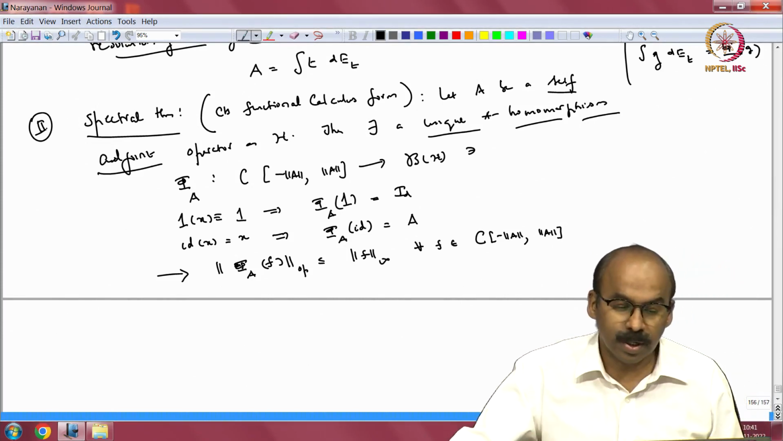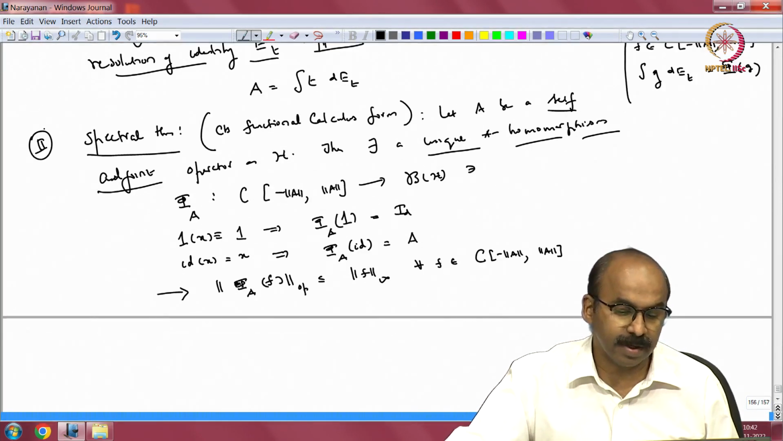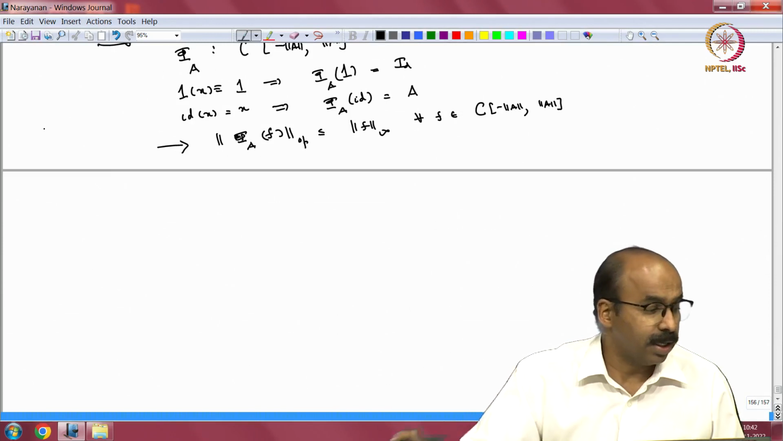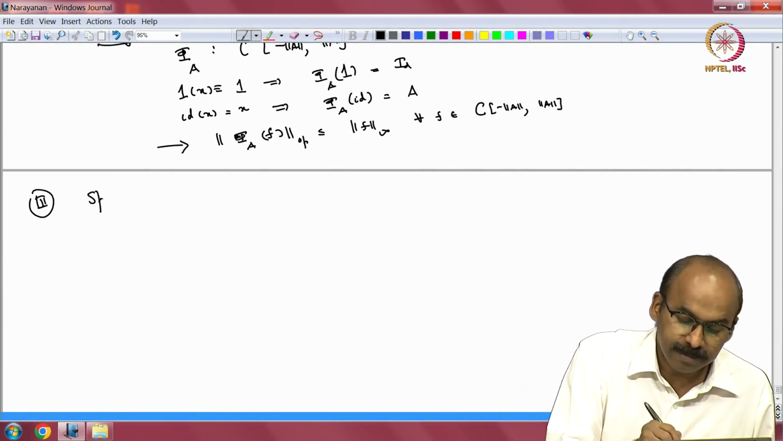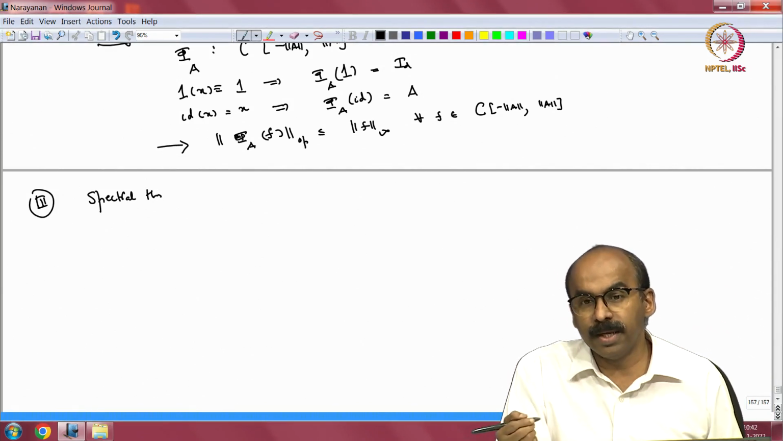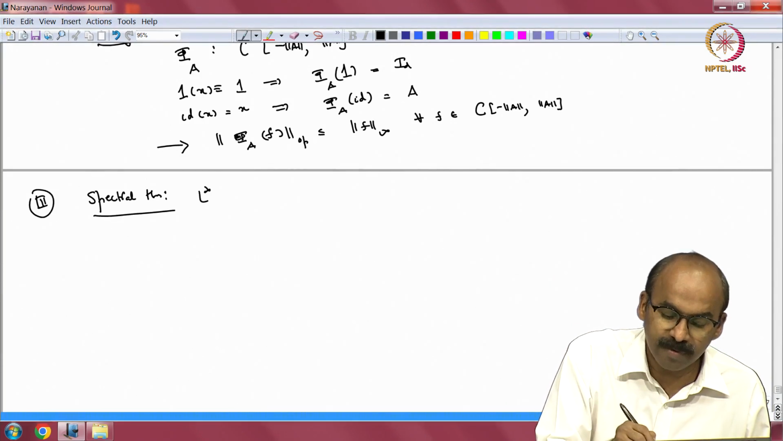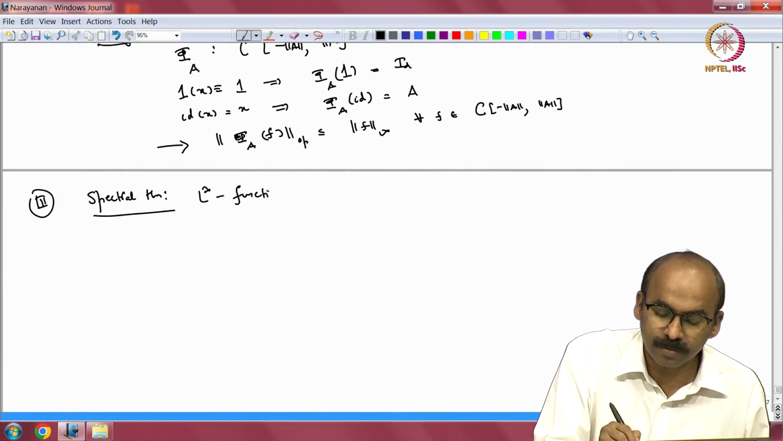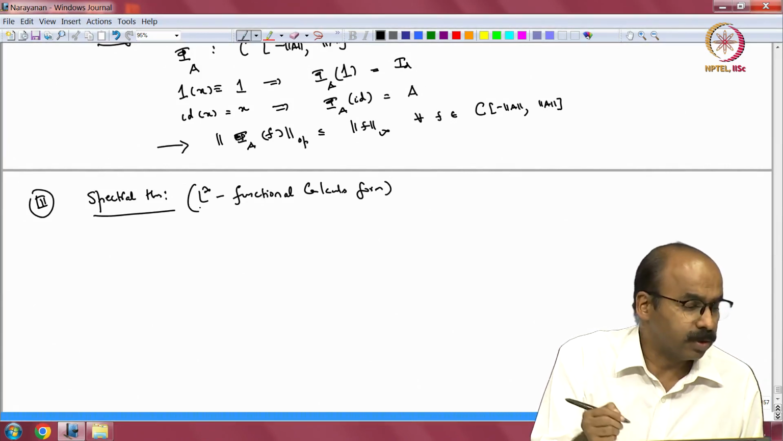So, that is 1, that is continuous. The first one was the resolution of identity, the second one was the continuous functional calculus, the third one is the spectral theorem. Once you have the continuous functional calculus, we know how to deduce the L infinity functional calculus. So, the spectral theorem, the L infinity functional calculus form. So, what is that?